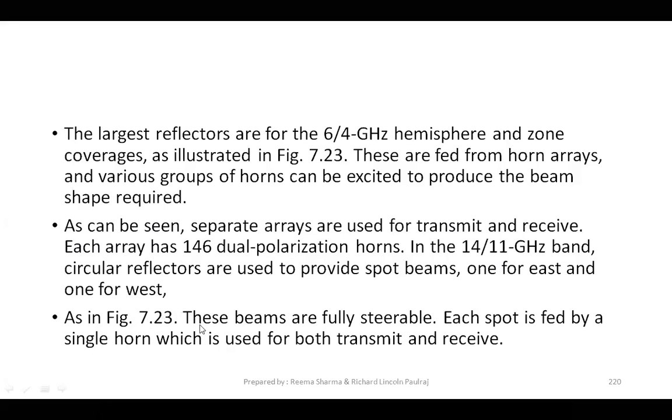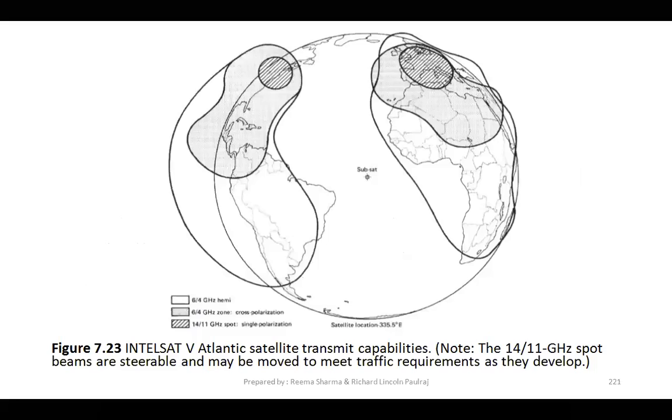As in the figure, these beams are fully steerable, which means they can move around due to the motors that are involved. Each spot is fed by a single horn, which is used for both transmit as well as receive. So you can see, based on these ocean regions, how much they will be able to cover.